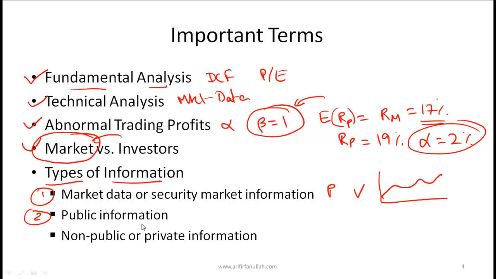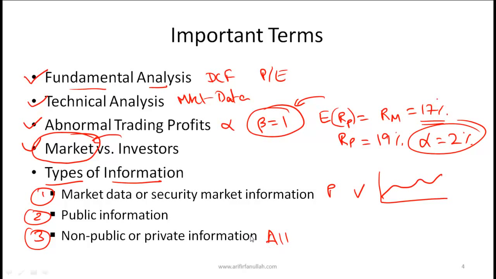So category 2 is all public information. And category 3 is non-public or private information. So essentially this is all information, both non-public as well as public.